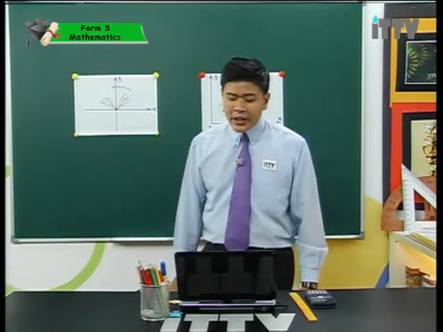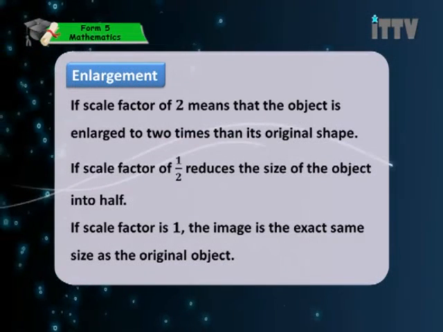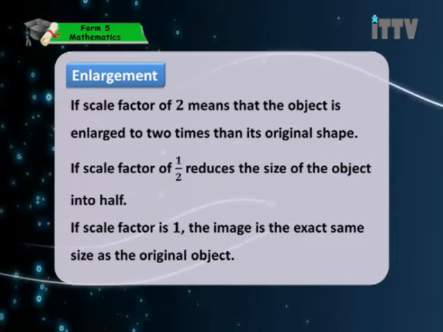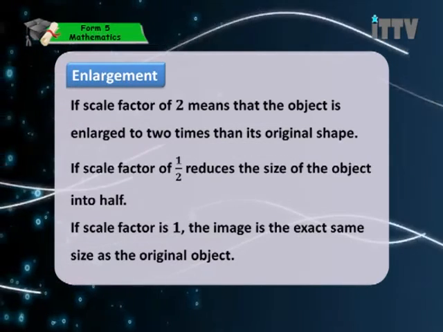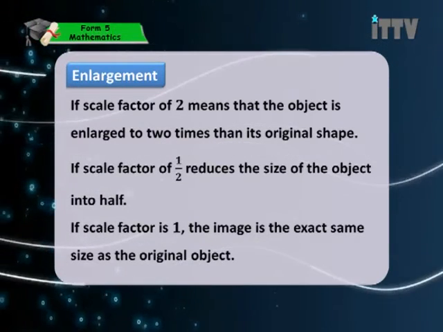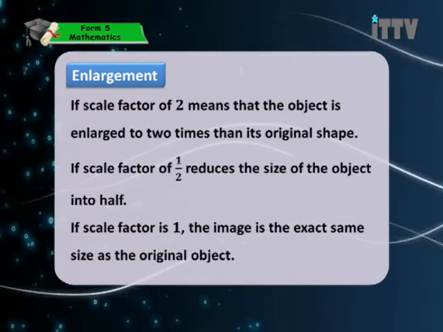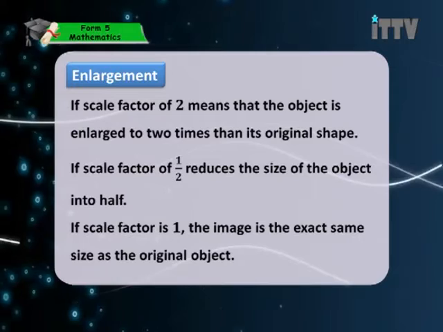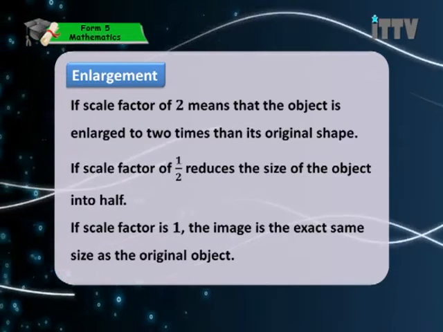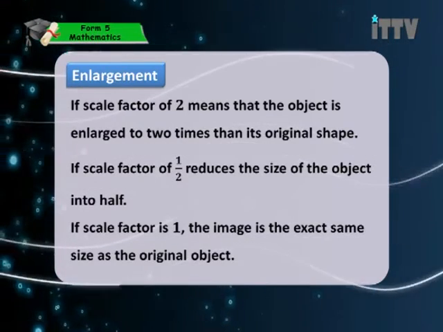If the scale factor is 2, it means that the object is enlarged to 2 times its original size. If the scale factor is half, it means it reduces the size of the object to half. If the scale factor is 1, the image is the exact same size as the original object.